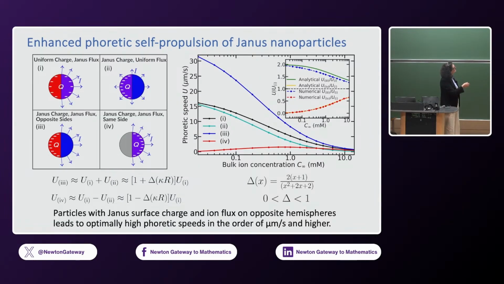And so just here to compare, how can you enhance the mobility of the system? So you have case 1, which is the one that has been studied. Case 2 is when you have homogeneous flux, but you segregate the charge. And then case 3, where both of them are separate.